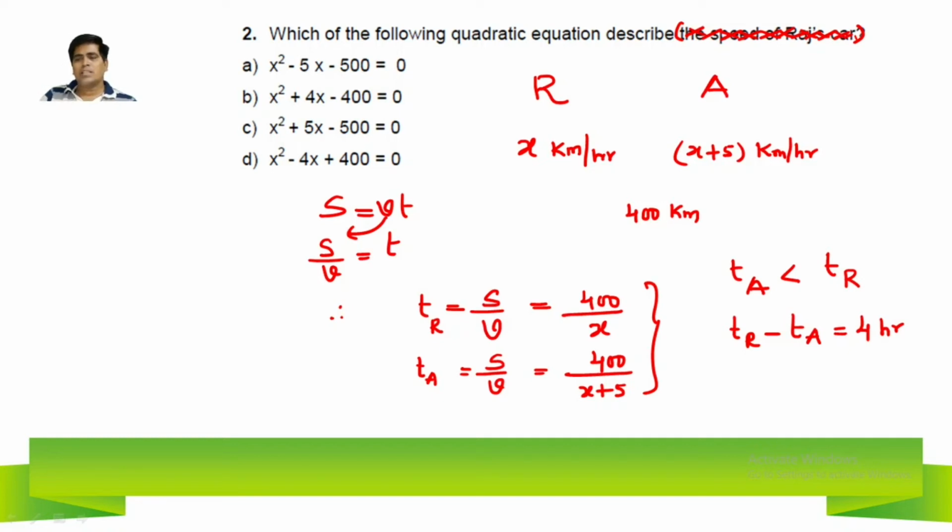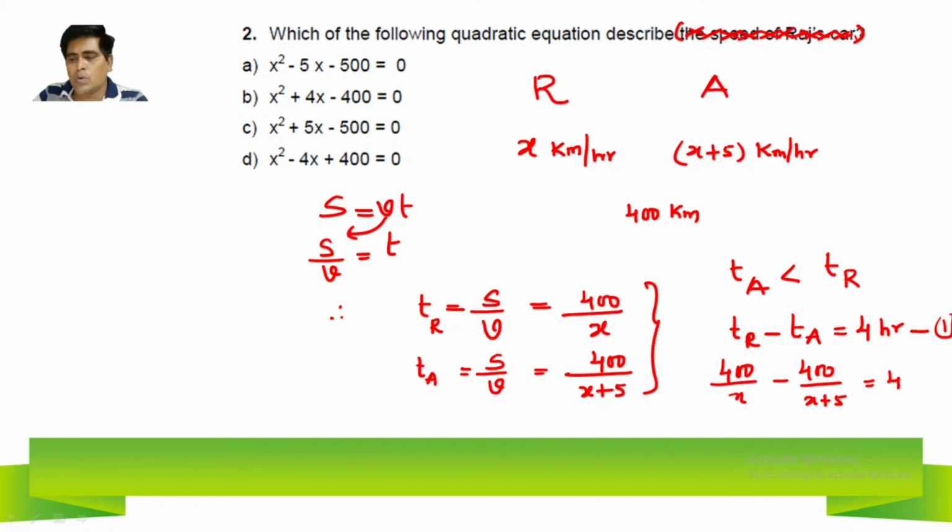So I'm using this and writing the expression: TR minus TA is equal to 4 hours. This is from the given data. So what is TR? 400 by x minus 400 by x plus 5 is equal to 4 hours. So we got one of the equations.